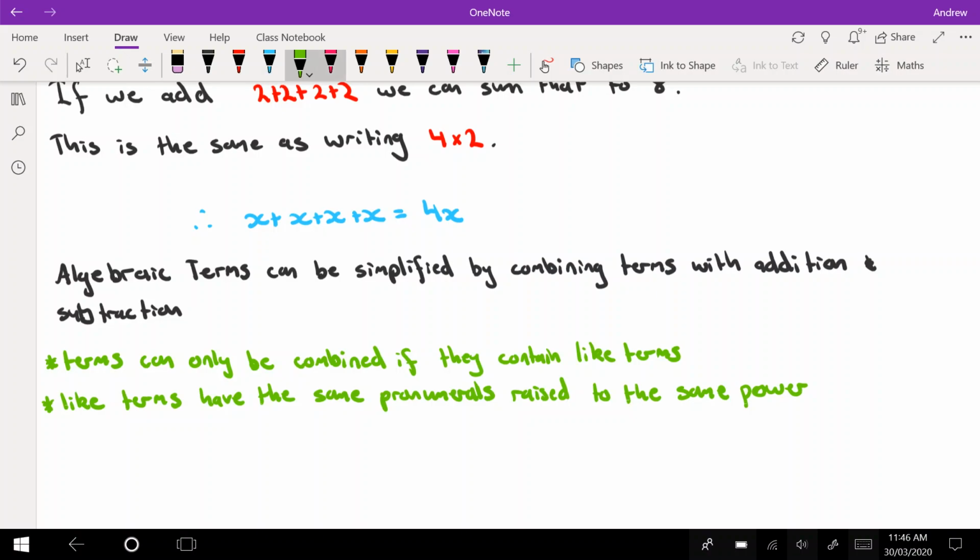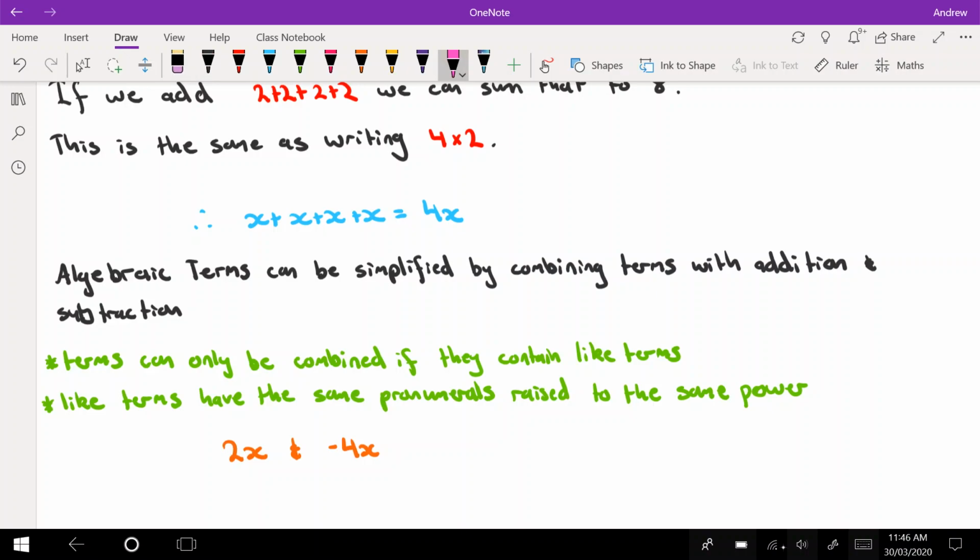So for example, let's say we have 2x and negative 4x. Well, they both contain an x there. And they're both only raised to the power of 1. So they're both like terms because they have the same pronumeral raised to the same power.